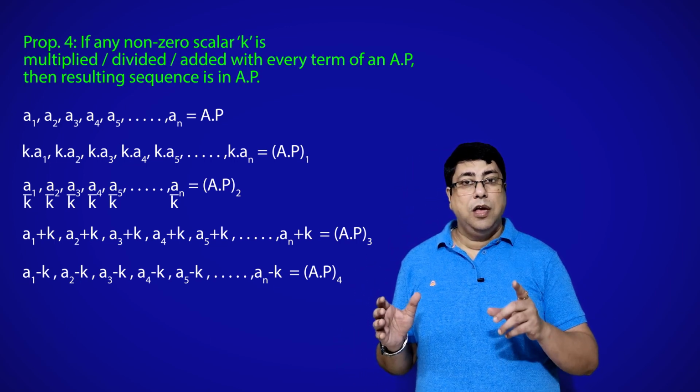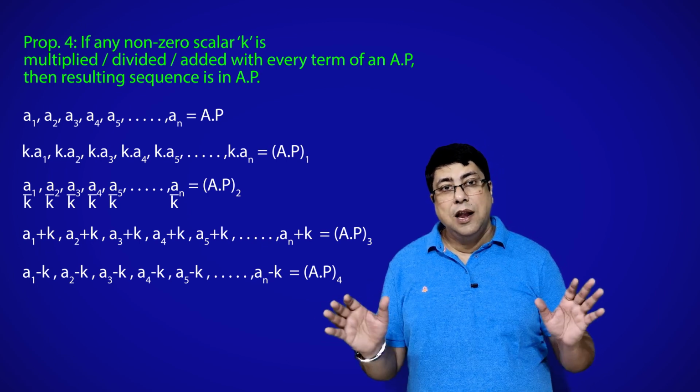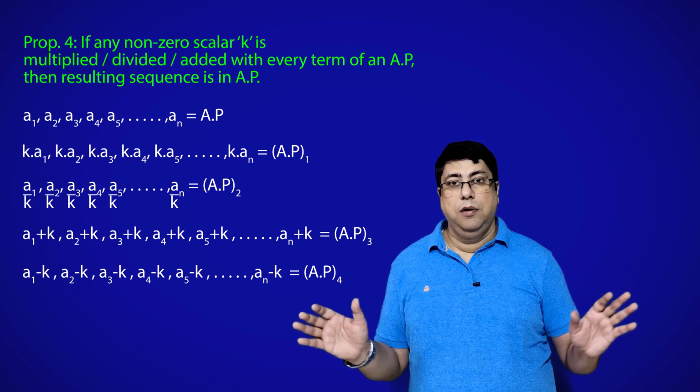Remember one thing, everybody: K should not be 0 by any means. K can be any real number, it can be positive, it can be negative, no matter at all.